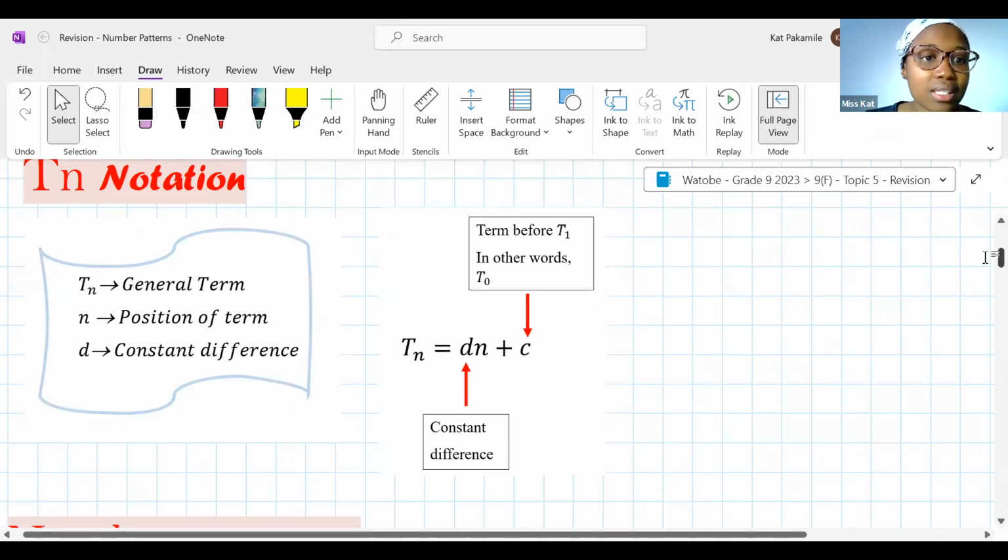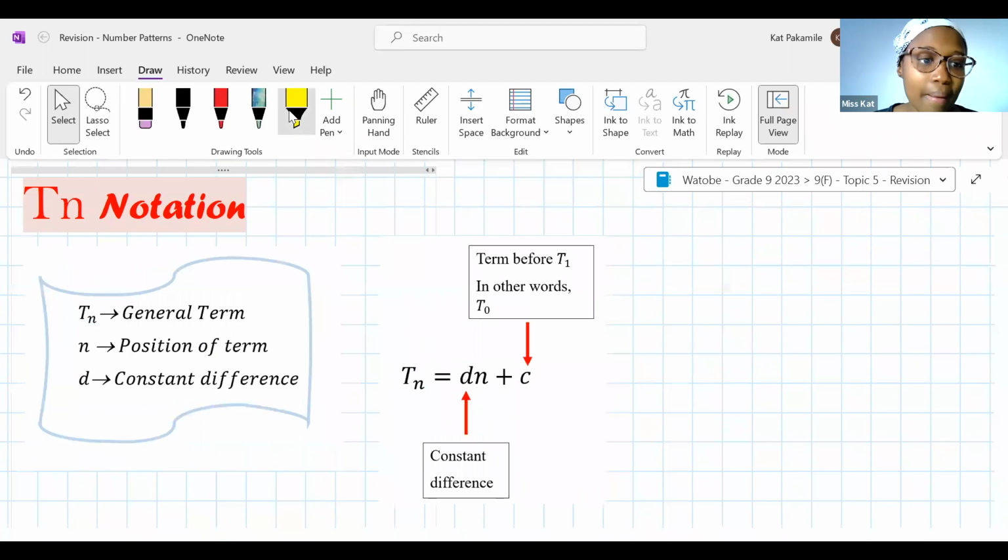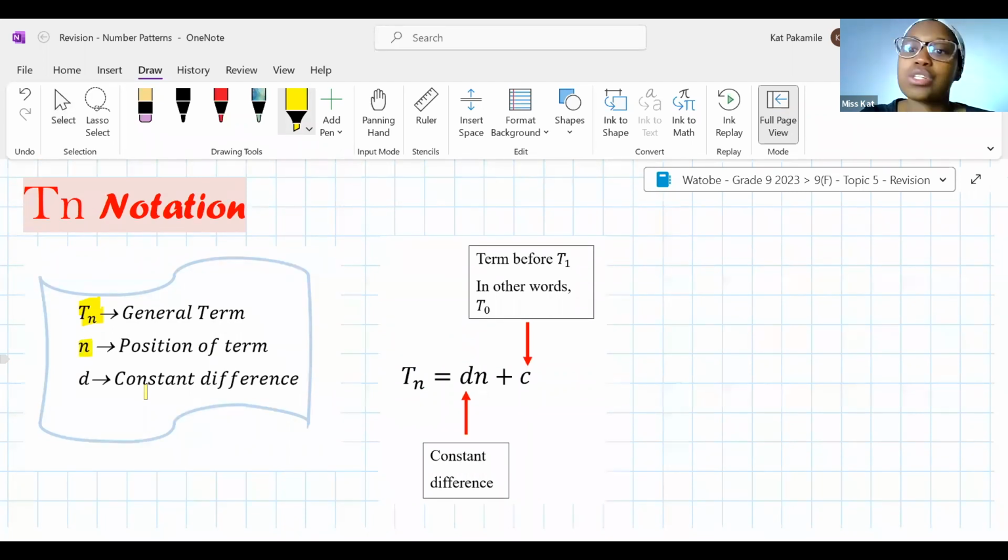First thing is TN notation. Guys, just a reminder, TN would be your general term that you use to find any term in the sequence. Okay, that will be TN. N is the position of the term. So if N is 5, I'm asking you what term is in the 5th position. The actual value of the term would be TN as well.